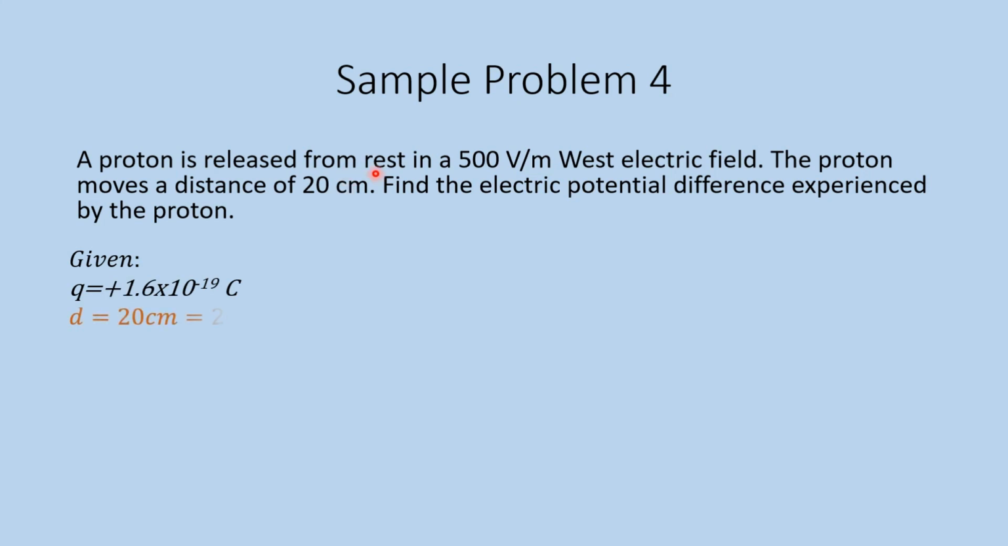So we have the charge of the proton, plus 1.6 times 10 to the power negative 19 coulombs. The distance is 20 centimeters. We convert to meters. The electric field is 500 volts per meter, and we find the electric potential difference delta V.